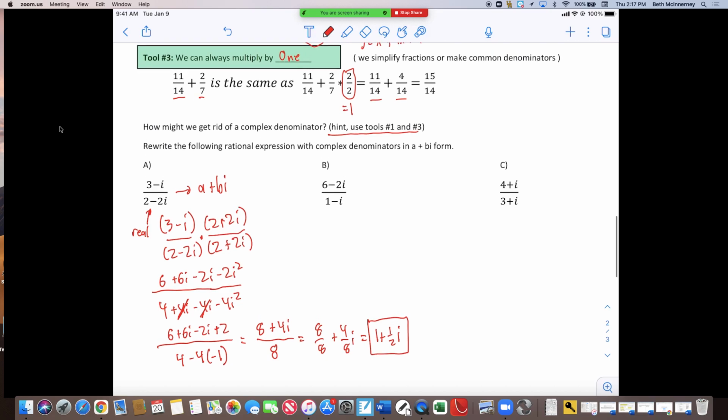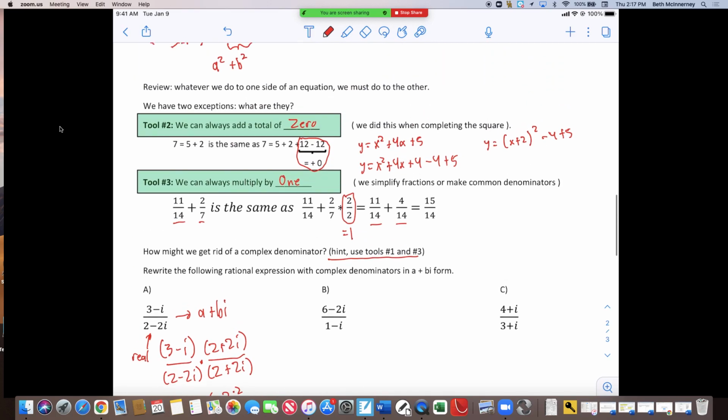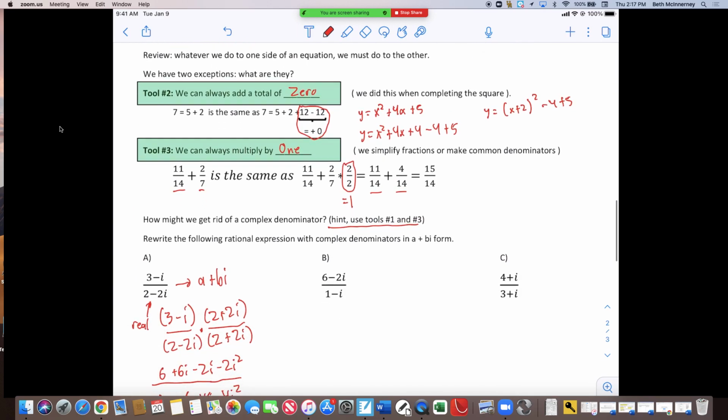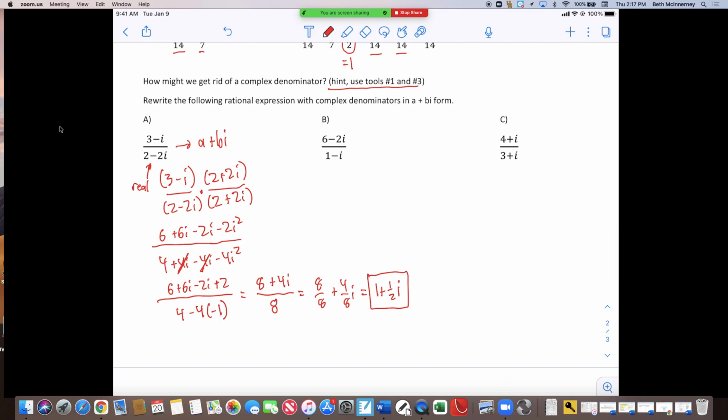So by using these tools that we've learned, when we multiply conjugates, we get a real number, and you're always allowed to multiply something by 1. We're using those tools in our tool belt that we're acquiring over the course of really all math that we've learned. And we're simplifying this number that has i in the numerator and denominator and looks complex, or difficult, I should say. And we're simplifying it down all the way into this term here. It's just 1 plus 1/2 i.